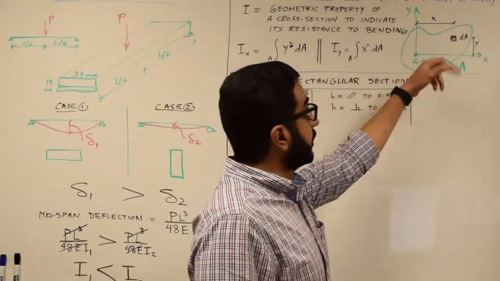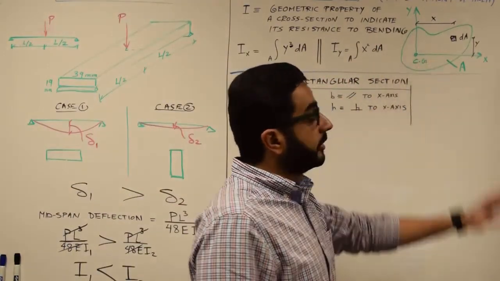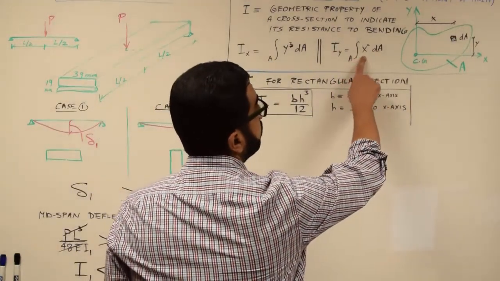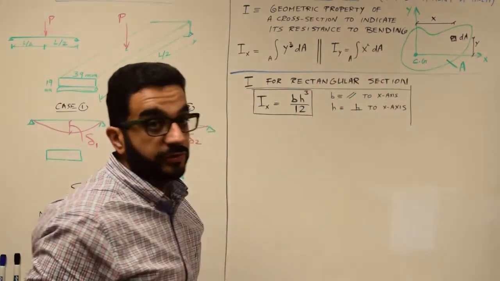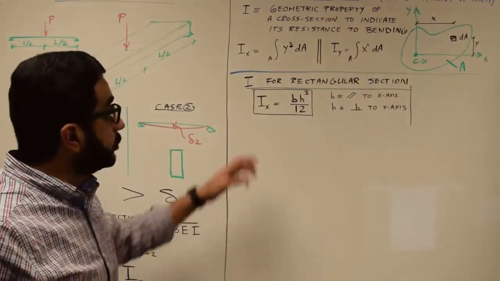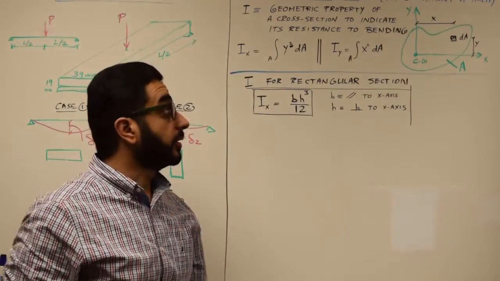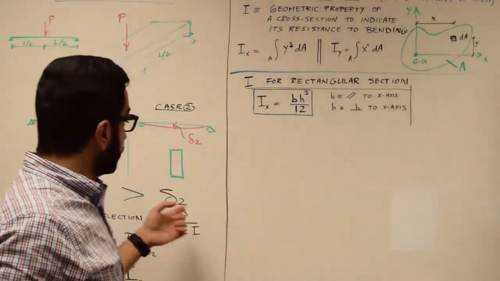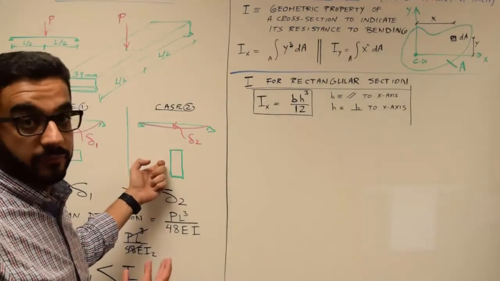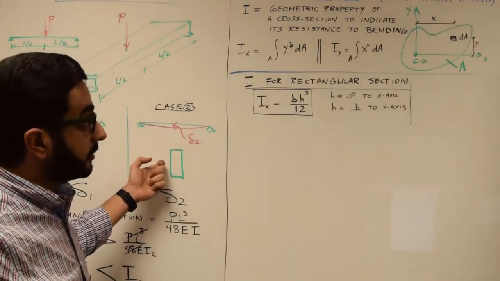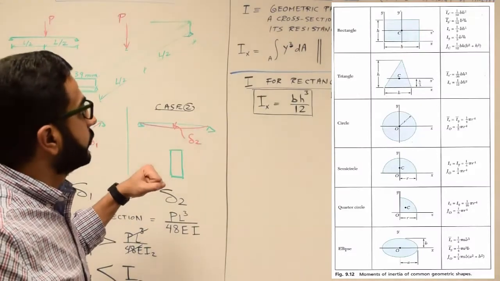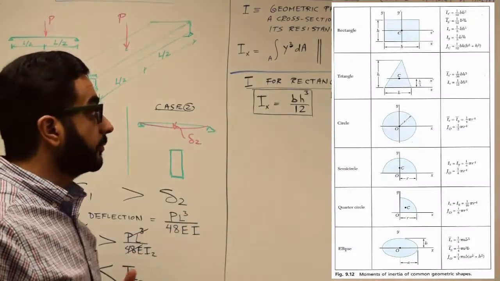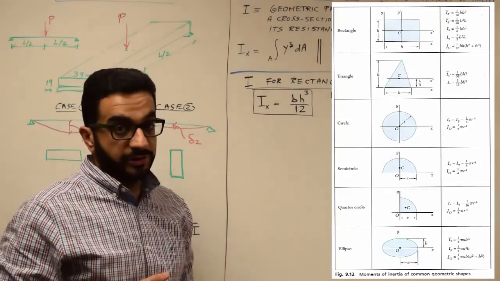Iy, similarly, is the x measured from the y-axis. dA, and then x to the power 2, you do the integration for the whole area. Now, we don't have to do that for all sections, because most of the real-life sections are simple cross-sections like rectangles, or made of rectangles and other shapes, circles, half circles. So we're lucky that textbooks already provide tables of such geometric properties, including the moment of inertia.